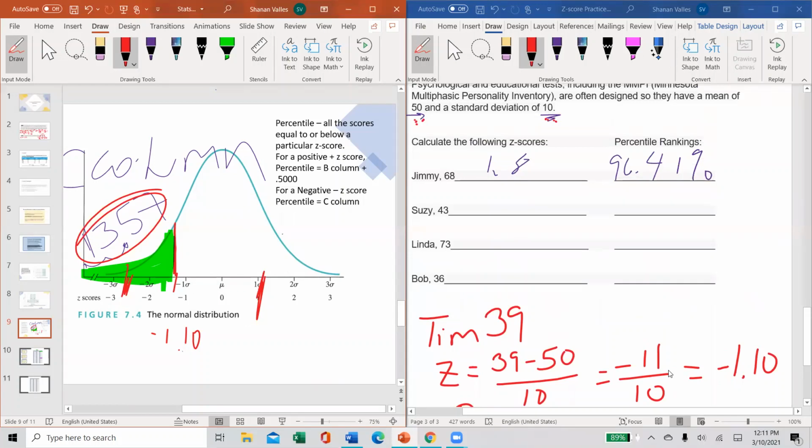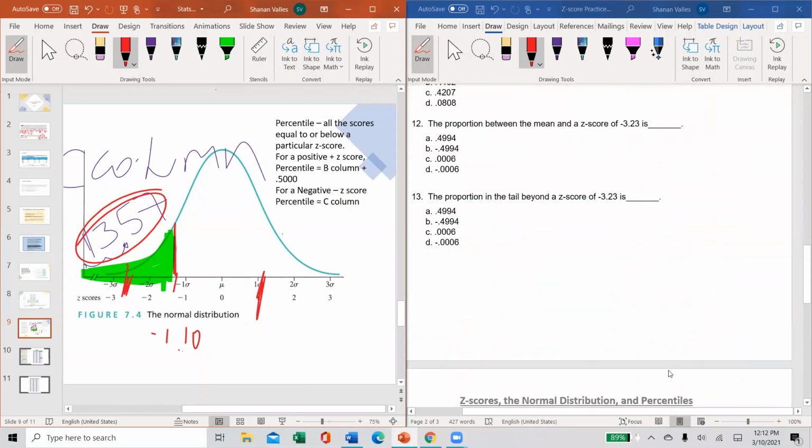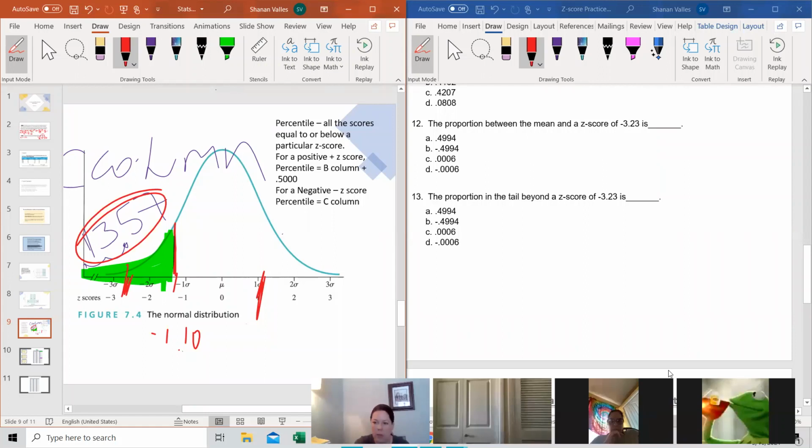Okay, I get it. I really understand this. I didn't go to last class, but I saw the recording, and I understand it a bit better now, maybe because I'm actually in the class, interacting. I understand it a lot better. The only thing I'm still a little iffy on is determining which column and the proportion, like when you mentioned between the mean and a negative z-score of negative 3.23, that's where I'm still a little iffy. Okay. So yeah.